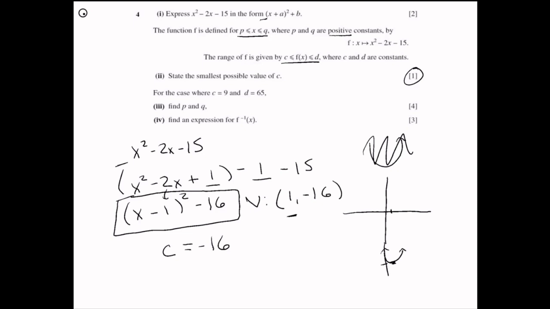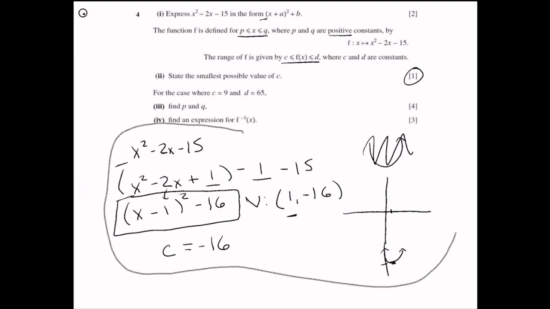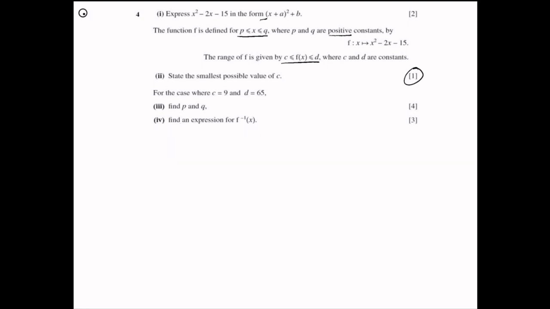Then we have this next one, which says that for the case where c equals 9 and d equals 65, we need to find p and q. I'm just going to quickly erase our work so it doesn't get in the way too much, because I noticed this one requires 4 marks, so we're probably going to need a decent amount of space for it. The way I would go about this is by having our equation and then plugging in numbers. What I mean by that is c can be equal to 9, right?